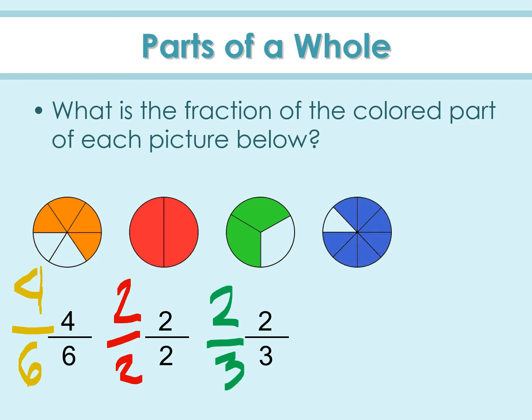Here's the next one. Count the number of shaded parts and put that as your numerator. Then count the total parts and put that as your denominator. Write that now.